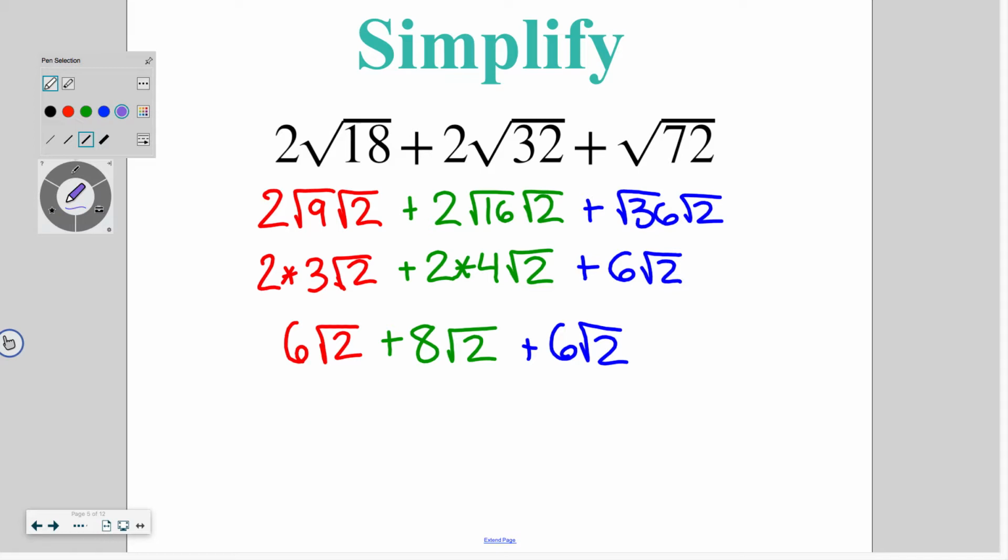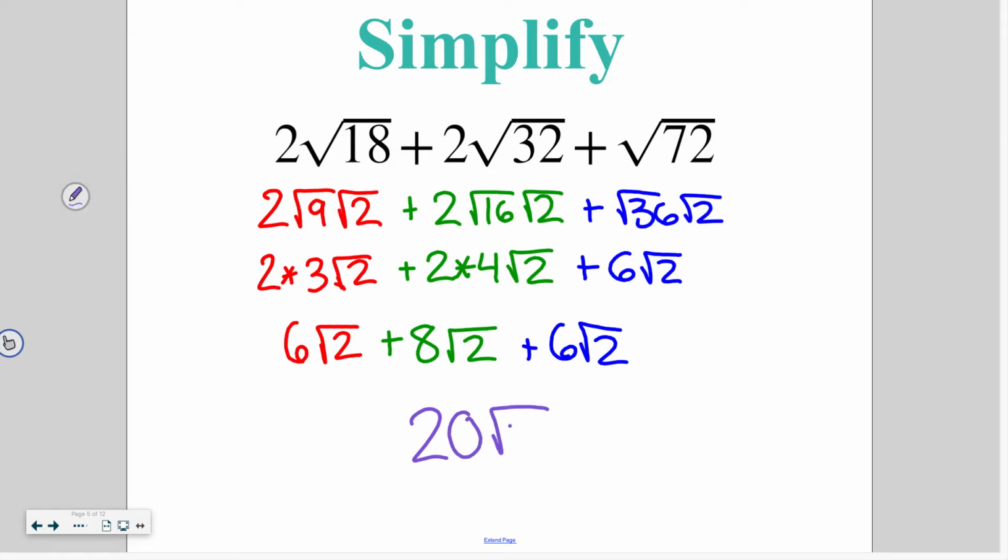So then I've got 6 plus 8, which is 14, plus another 6, gives me a total of 20 square roots of 2. So even though this initial problem didn't look like it could be added, we needed to simplify, break down each of those square roots, and then do the addition at the end.